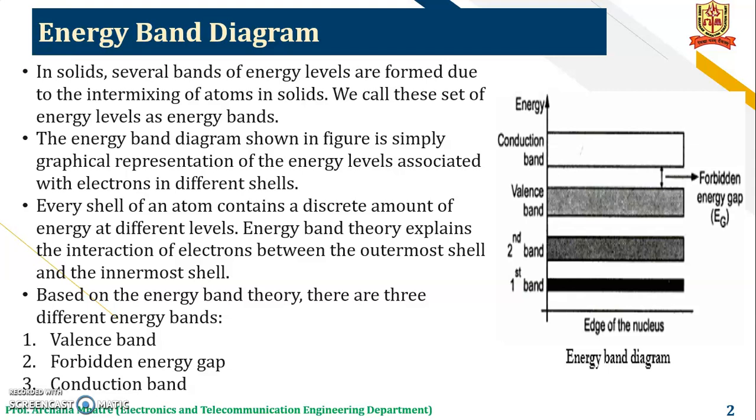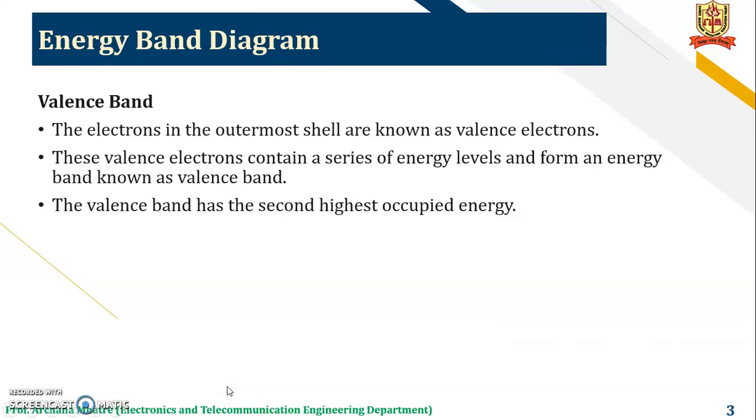Based on the energy band theory, there are three different energy bands. First is the valence band, then the forbidden energy gap, then the conduction band. Now we will see the detailed explanation of these bands. First is the valence band. The electrons in the outermost shell are known as the valence electrons. These valence electrons contain a series of energy levels and form an energy band known as the valence band. The valence band has the second highest occupied energy.